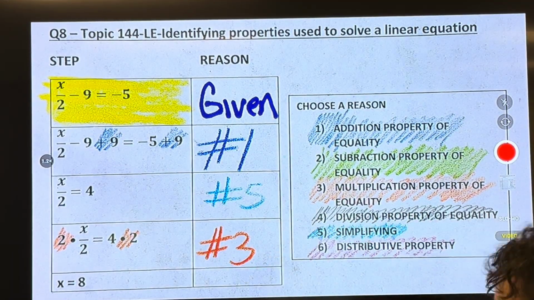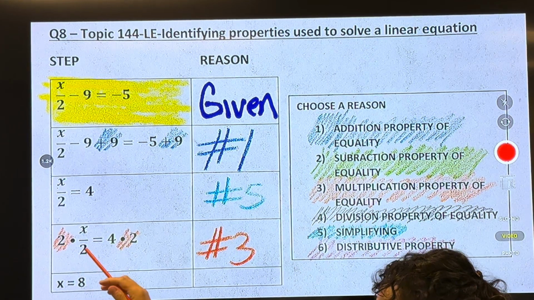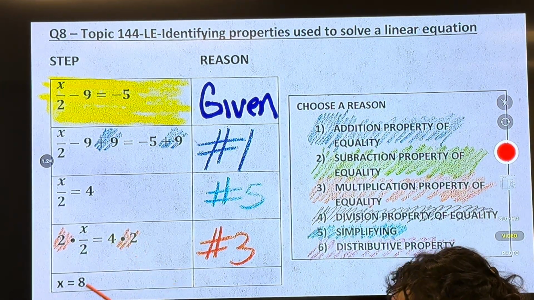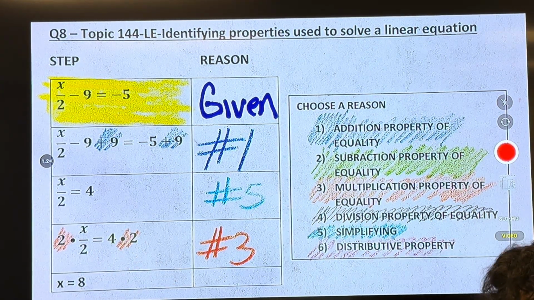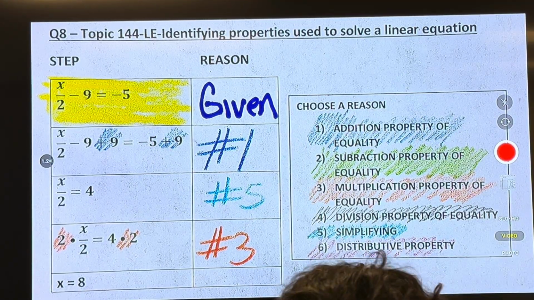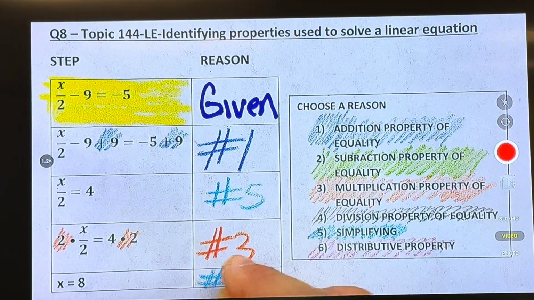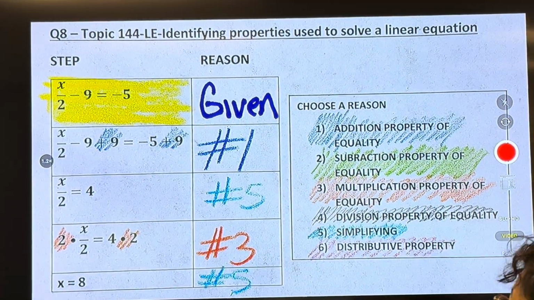Okay, and then finally, they actually do the multiplication. The 2 and this 2 cancel, and 4 times 2 is 8. So if we performed the multiplication, we are just simplifying. So again, we're gonna have reason number 5, simplifying.